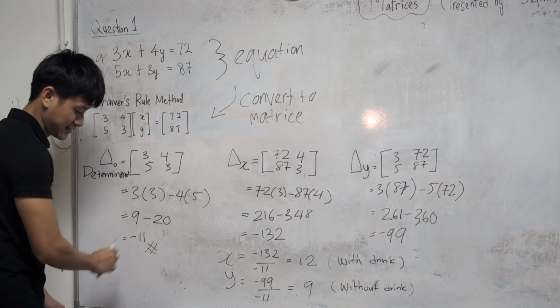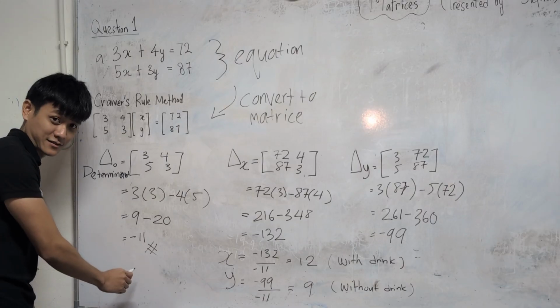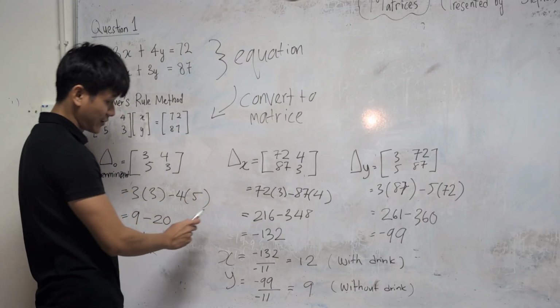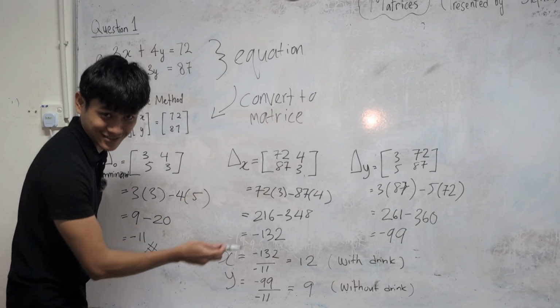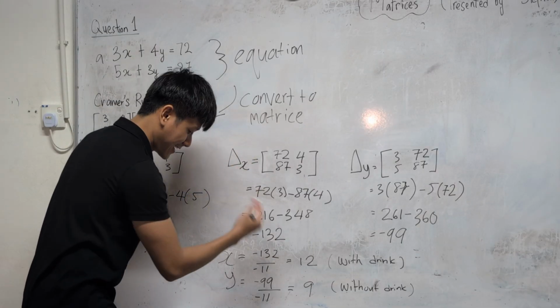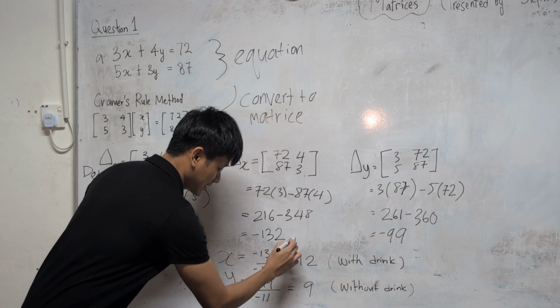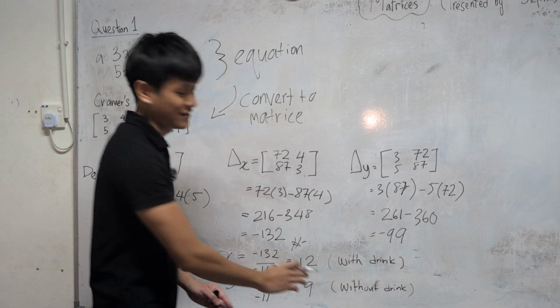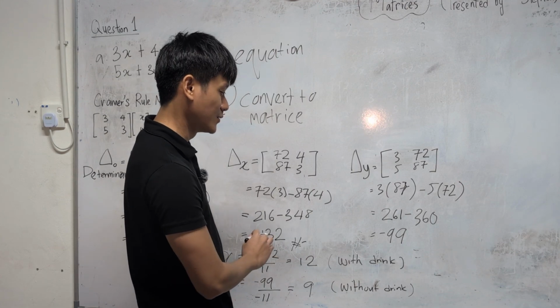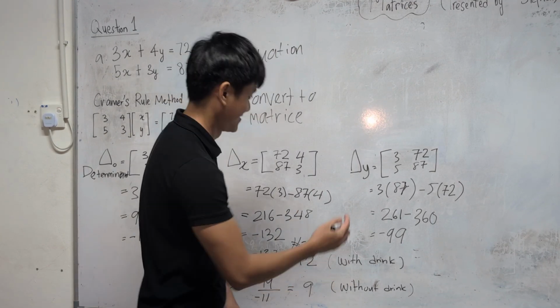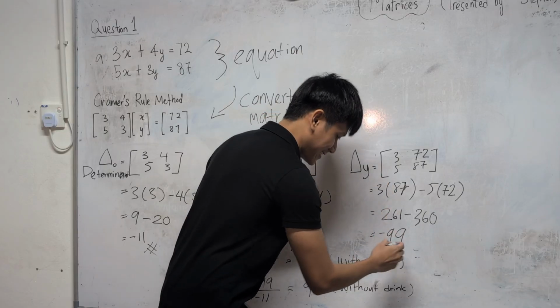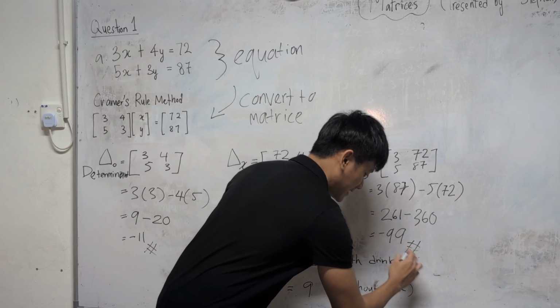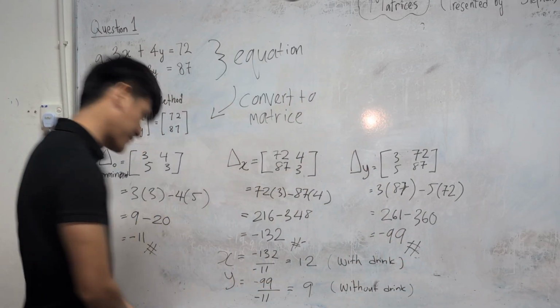After we calculate it, we get the answer of negative 11. Then we go to determinant x. We calculate it again, then we get negative 132. After that, we go to determinant y. We calculate it again and get the answer of negative 99.